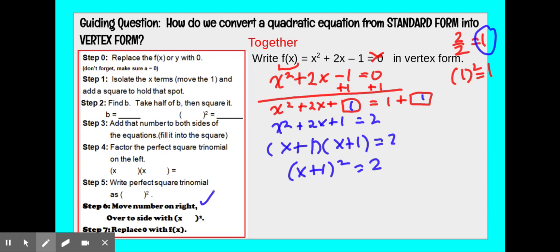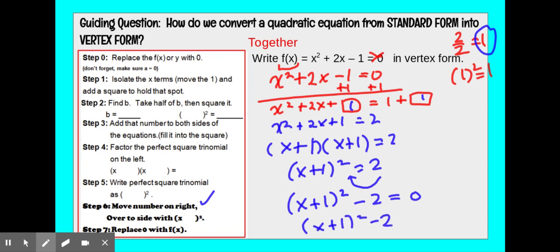This is step 6. We're going to move this number over to the left, and we get (x plus 1) squared minus 2, because it's positive, to get it to the other side of the equal sign, equals 0. And then all I have to do is replace that with an f of x. And now I have it in vertex form. Now, test yourself. Can you tell me what the vertex of this parabola is? Remember what we did before. This number gets pulled out as the opposite, so it would be -1, and the -2 stays the same. So the vertex of this particular quadratic would be (-1, -2).